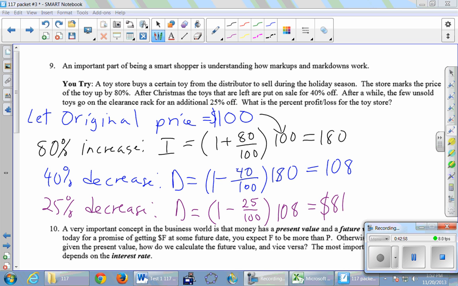Okay, what did the store buy the toy for? $100. What did they sell it to us for? 81. Is that a profit or loss for the store? Loss. For how much? 19%. It's really easy because we started with 100. So 19% loss because we started with 100 and we ended up at 81.